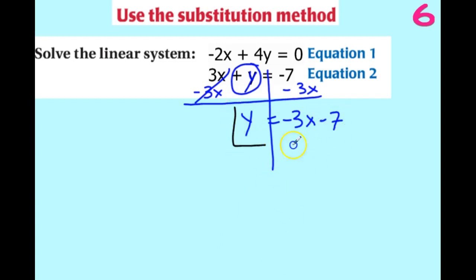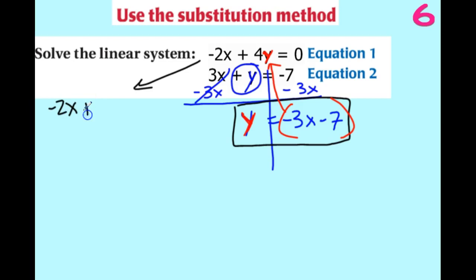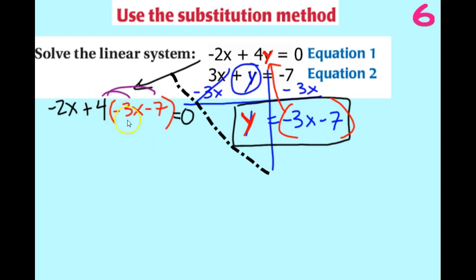So now that y is by itself, I'm going to substitute or plug it in to my first equation. Wherever I see the letter y, right here in equation 1, that whole thing is going in there. So I'm going to rewrite this. It says negative 2x plus 4y, and y is really negative 3x minus 7. And it's all equal to 0. So let's distribute here first. 4 times negative 3 is negative 12x. 4 times negative 7 is negative 28.